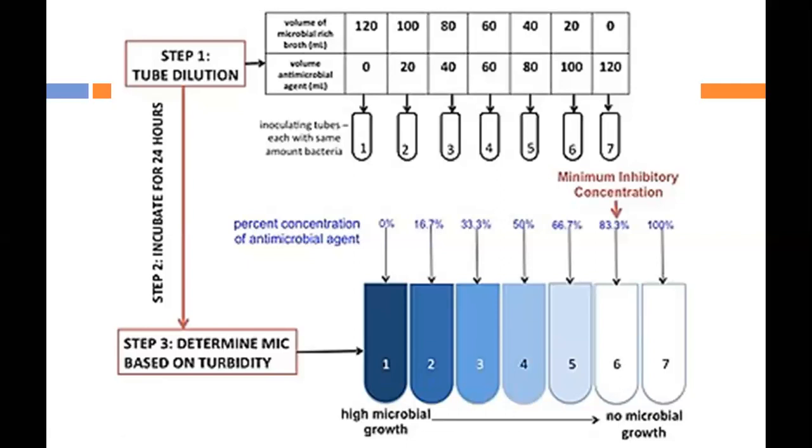So above test tube number 6, all the test tubes will be clear in appearance, and below MIC there will be growth observed. So this is the concentration which is termed as MIC, or minimum inhibitory concentration. So this is how you determine the efficiency of the antimicrobial agent by tube dilution assay.